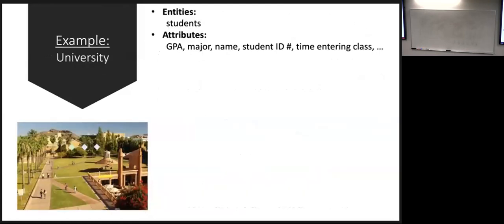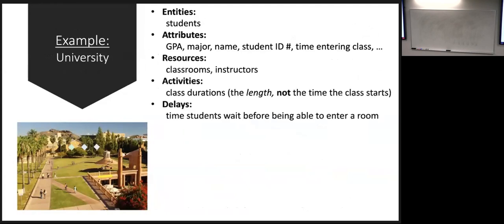All right, so another example, a university example here. I want to get to the stochasticity stuff, so I'll just step through this quickly. We already kind of talked a little bit about this. Students are a great entity for a university model. You can think of a lot of attributes of a student that might be of interest to you as you simulate them moving through the particular classroom or the whole university. So GPA, major, et cetera.